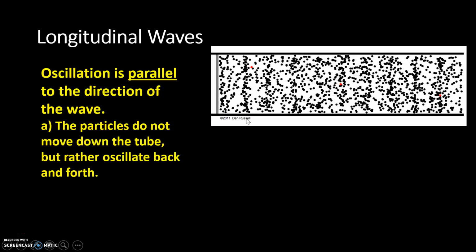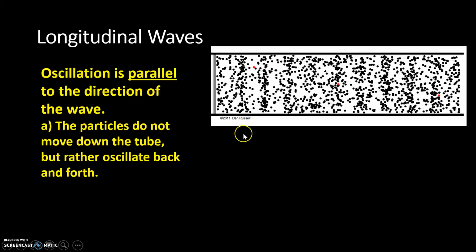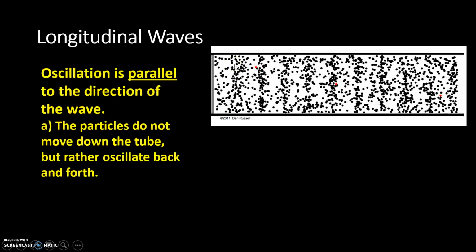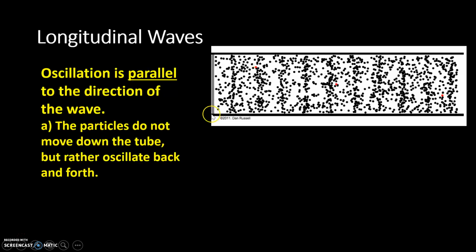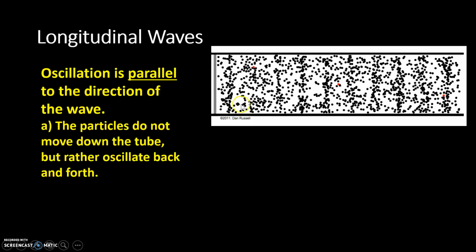Well, let's start with longitudinal waves. In longitudinal waves, the oscillation is parallel to the direction of the wave. So what's happening here is that you have particles which are not necessarily moving down the tube, but which are oscillating back and forth. Now, don't confuse this with transverse waves, because transverse waves actually form these humps, which you might be familiar with, but longitudinal waves are going to be defined as straight lines.